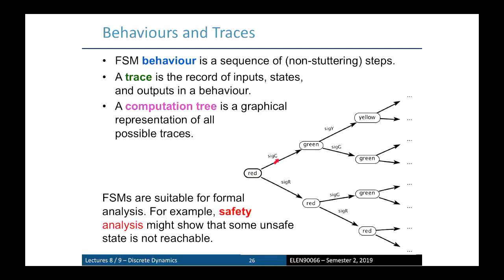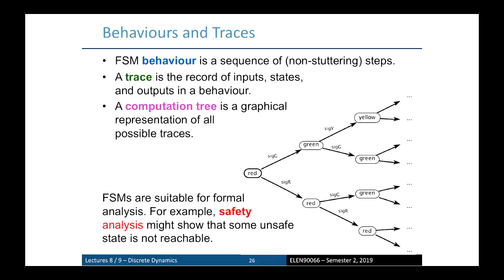And it's neatly laid out for our traffic controller here, depending on the input conditions, the states that it goes to, and then how it branches according to the inputs. So a trace is a record of input, states and outputs in a behaviour. This would be an observed behaviour, and this is the trace of that behaviour. There's another trace here for another behaviour, and another trace here for another behaviour, another trace here for another behaviour.